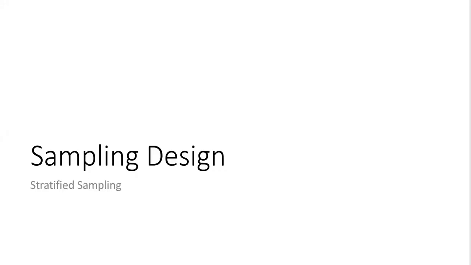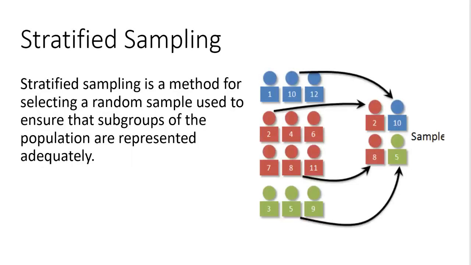In this video, we're going to discuss the stratified sampling technique. Stratified sampling is a method for selecting a random sample used to ensure that subgroups of the population are represented adequately. It is used when our population is naturally divided into groups or layers.